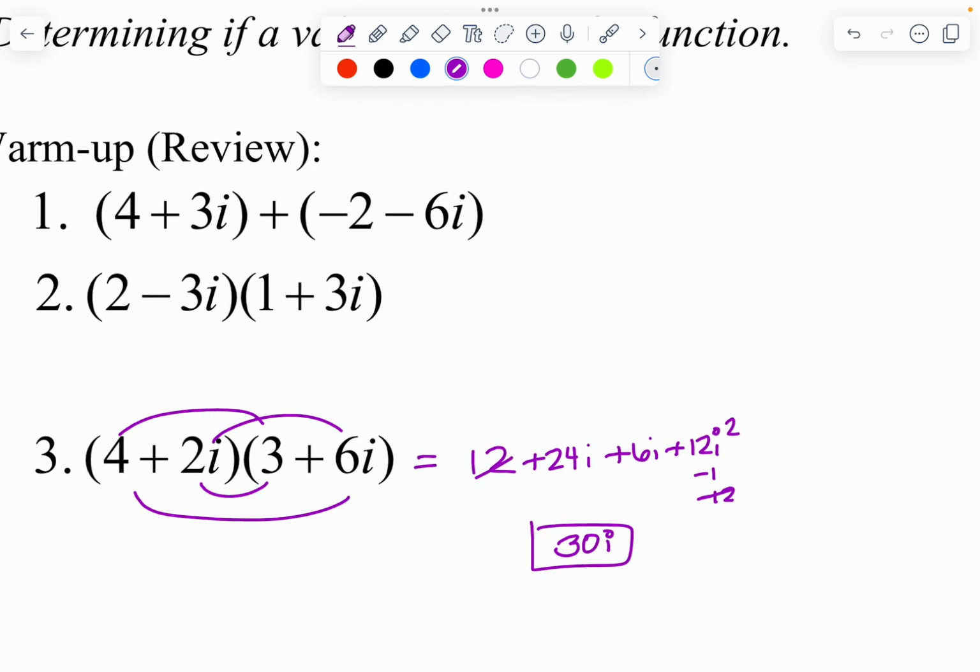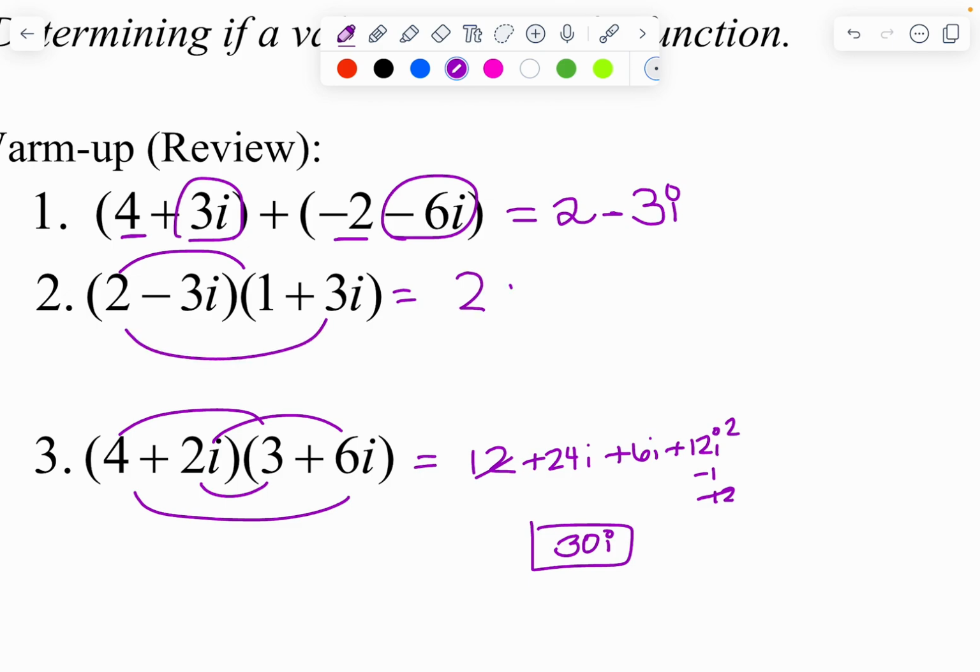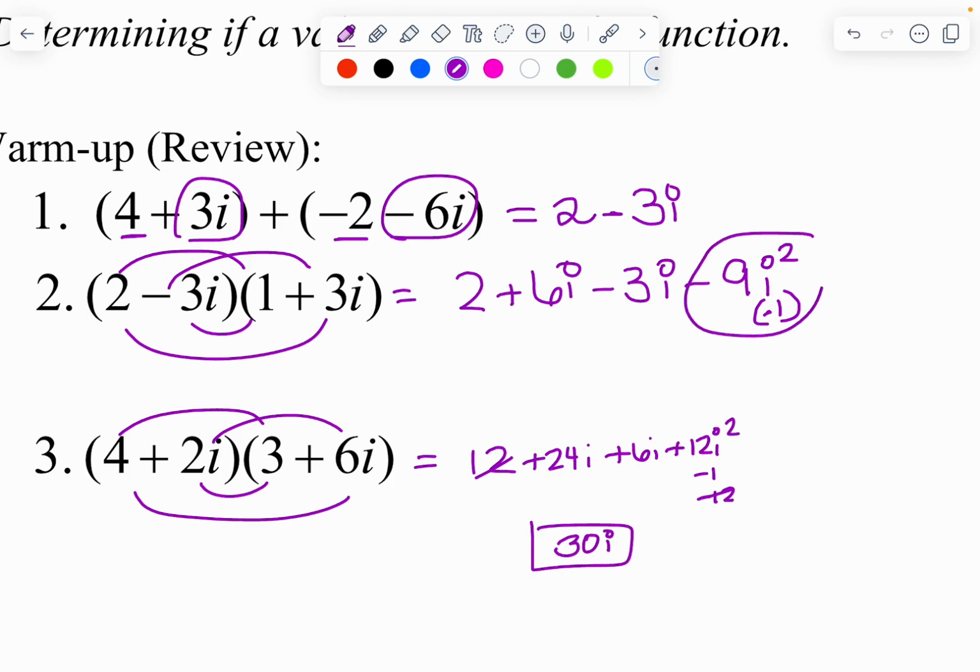Remember, when we add with imaginary numbers, we have to have like terms. So when we add this up here, this is going to be 2, and then we can add the 3i and the negative 6i, which is going to be minus 3i. Number 2, we would do FOIL. So we have 2, we have plus 6i, we have minus 3i, and then we have minus 9i squared. And remember, i squared is negative 1. So now this whole thing becomes plus 9.